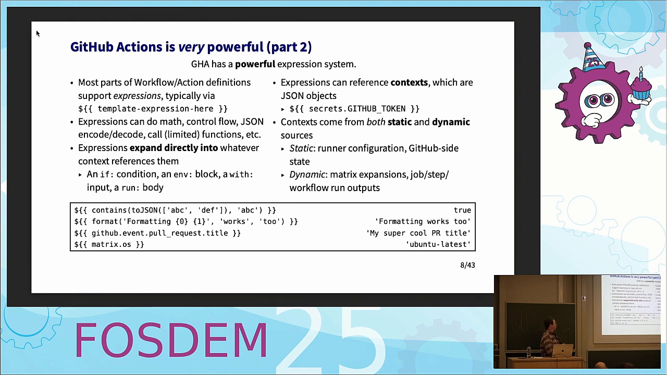Another way in which GitHub Actions is extremely powerful, which again will come up when we talk about the security aspects of all of this, is that it has this extremely powerful expression system. Most parts of the workflow or action definition scheme in YAML support expressions, which are defined via this curly syntax where you put an expression in the middle. Sometimes you don't need those curlies, such as in an if condition. These expressions have a lot of functionality within them. They can do math, they have control flow, they can encode and decode JSON, they can call a set of functions that are defined within the runner itself, etc.